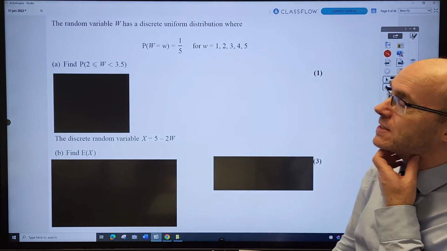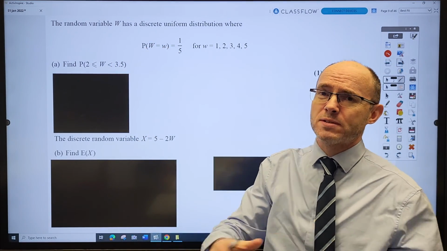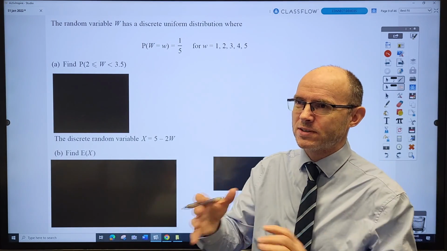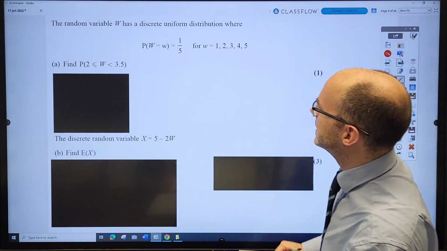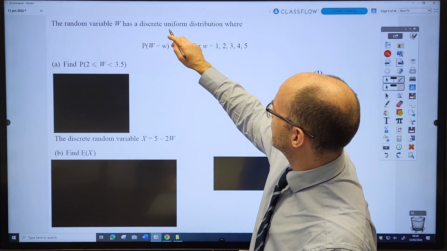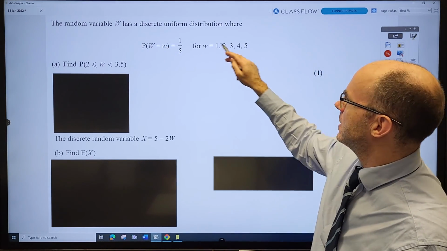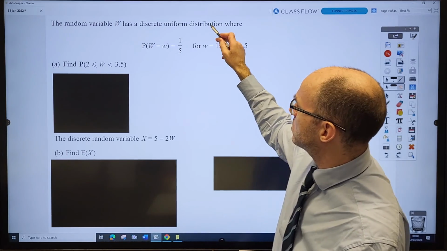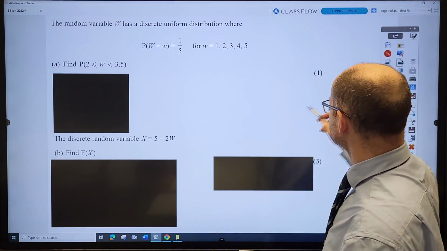Anyway, let's move on. I've just broken up this question into little bits, so you can either do this with me, or you can pause, have a go yourself, and then have a look to see how it worked out, or you can just watch and enjoy. Okay. So the random variable W has a discrete uniform distribution where the probability of W is 1/5, and it's 1, 2, 3, 4, 5. The great thing about the discrete uniform distribution is that the probability is always the same. Okay, 1/5 in this case.